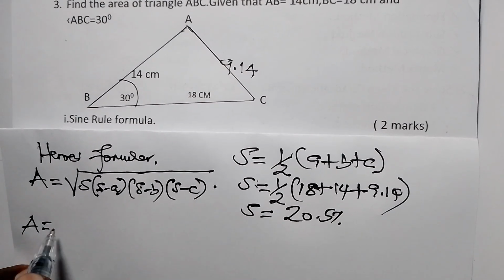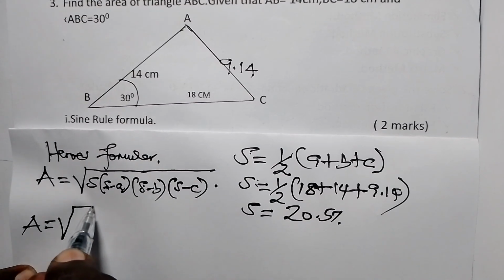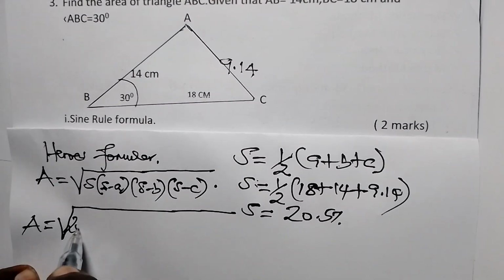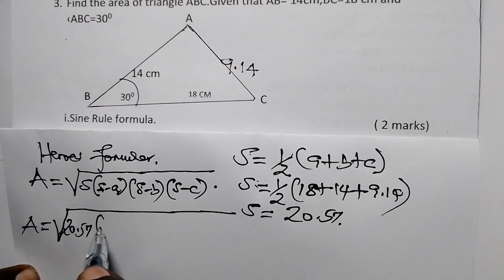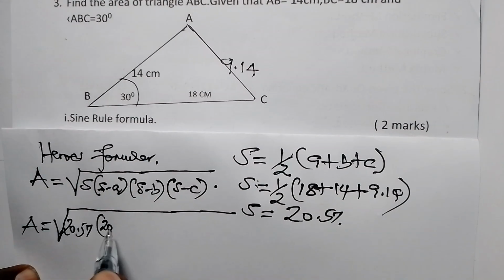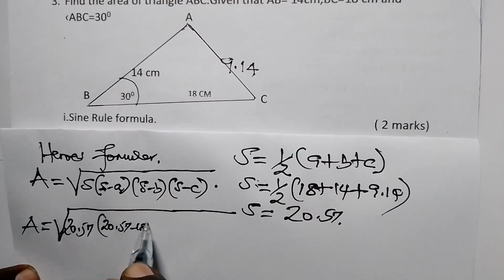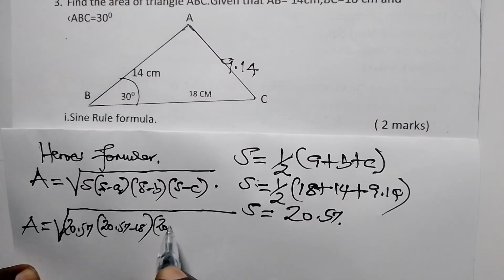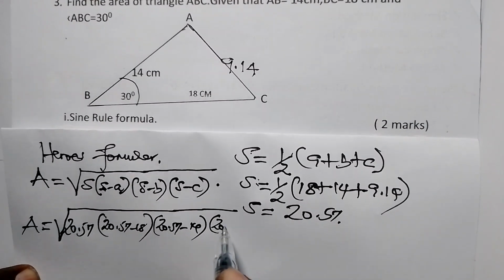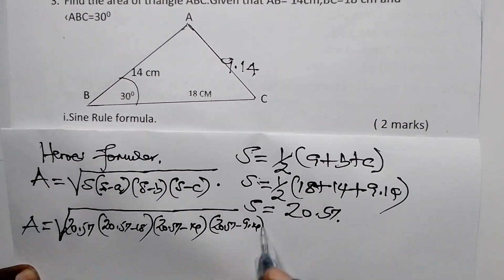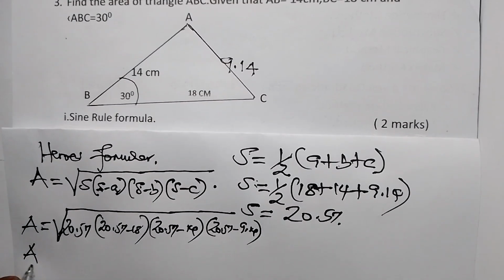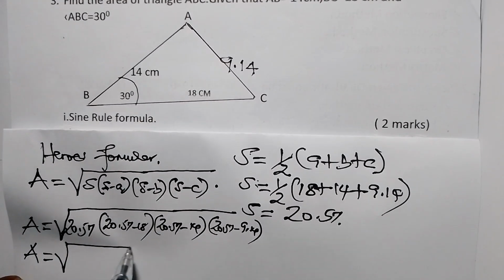equals to the square root of 20.57 multiplied by 20.57 minus 18, multiplied by 20.57 minus 14, multiplied by 20.57 minus 9.14, like that.